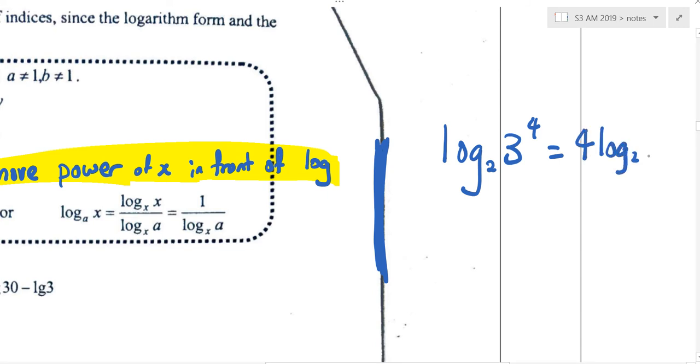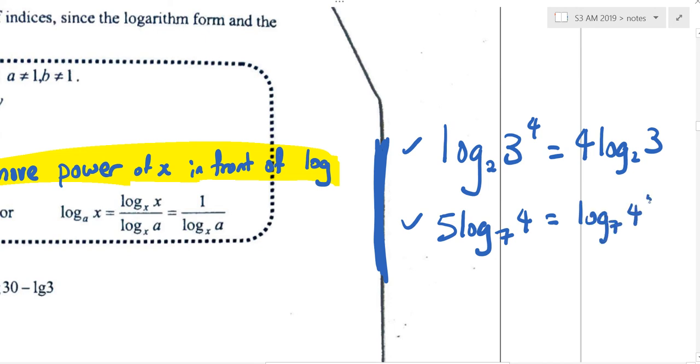Now, can you try one more example? Let's say I got 5 log base 7 of 4. Can you write this down? 5 log base 7 of 4. I have a number in front of the log. Can I bring it up? Okay, what do I write? Log base 7 of 4 to the power 5. Can you see? So it works both ways. So this is called the power rule or the power property. Are you okay with that?